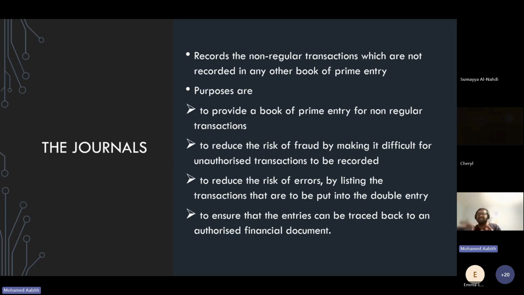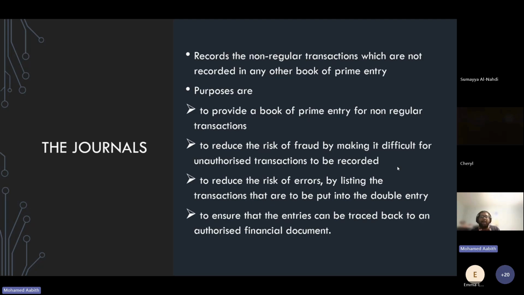not covered by sales day book, purchase day book, cash book, sales returns, discount received, discount allowed, purchase returns, anything like that. We don't have a book of prime entry. That means we use the journal instead. So it allows you to use the book of prime entry for non-regular transactions. It reduces the risk of fraud by making it difficult for unauthorized transactions to be recorded.